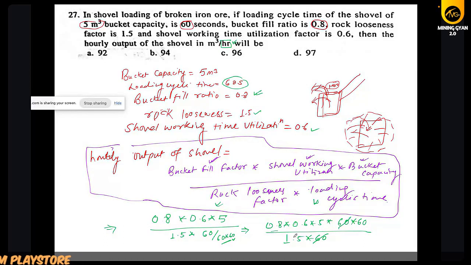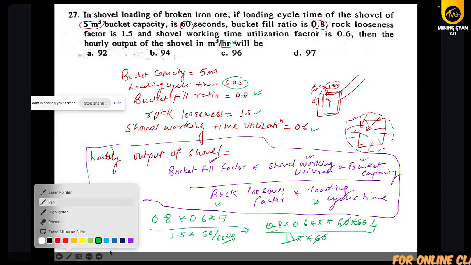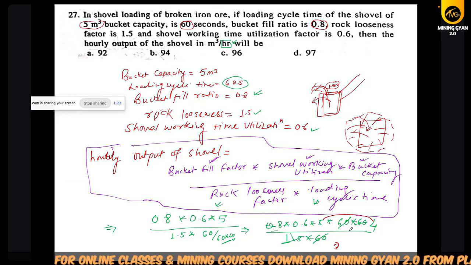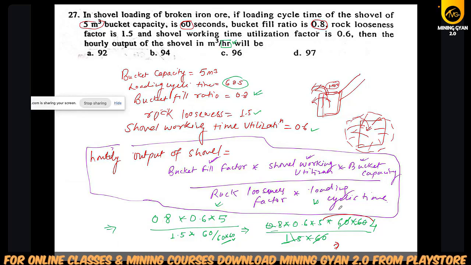So 60, 60 cancels, then 0.8 and 1.5 simplify, 5 fours are 20, and the answer is nearly 96 meter cube per hour. And option number C.